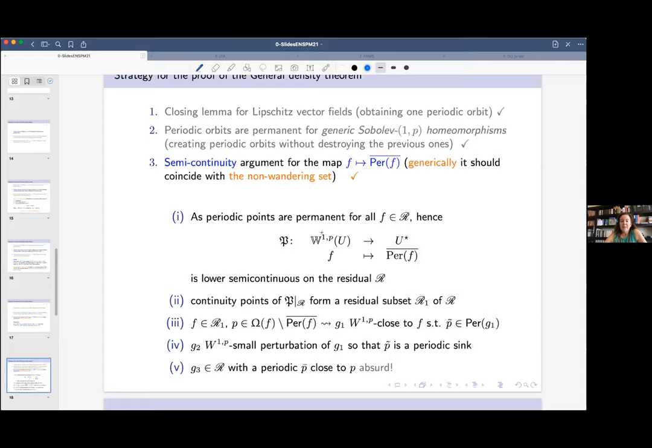But since W^{1,p} is a Baire space and R is a residual set, it is dense, and therefore we can have an extra perturbation in which we have an element in R with a periodic point P bar close to P. But this clearly is in contradiction with the fact that F was a continuity point of this map beta. And like this, we prove the general density theorem.